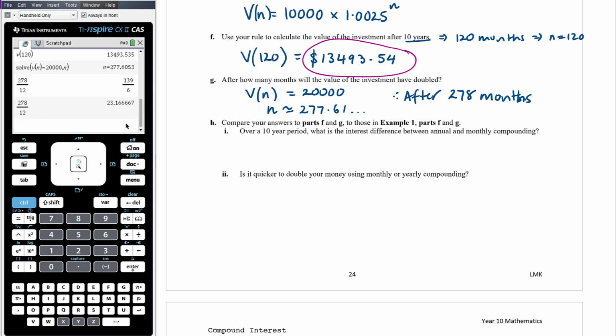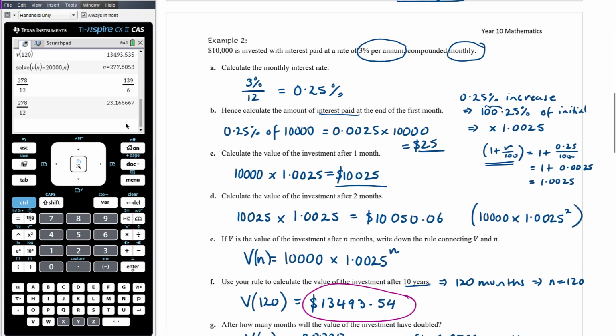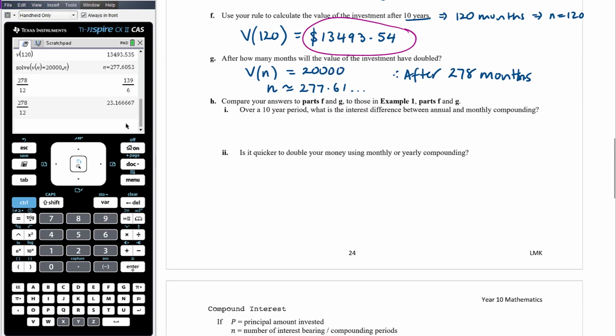So over a 10-year period, what is the difference between annual and monthly compounding? Our annual compounding amount was 13439.16. Sorry, that's the smaller one. So I'll subtract that from my monthly compounding amount, which was 13493.54. If we subtract them, we're going to be able to work out the difference.